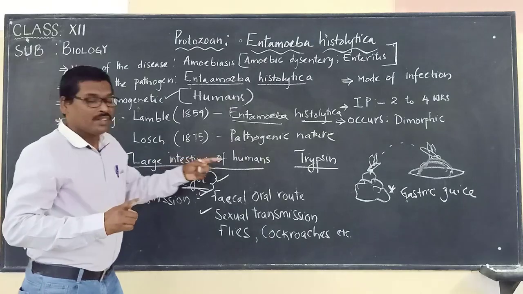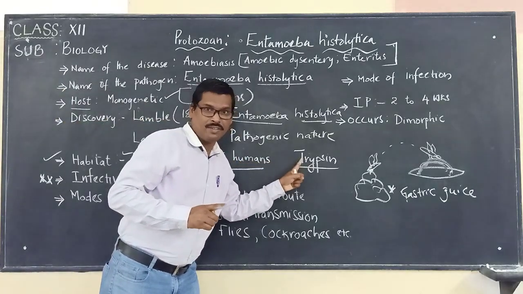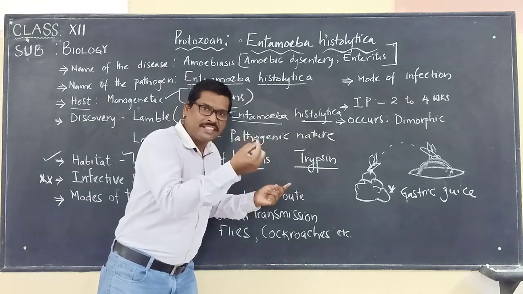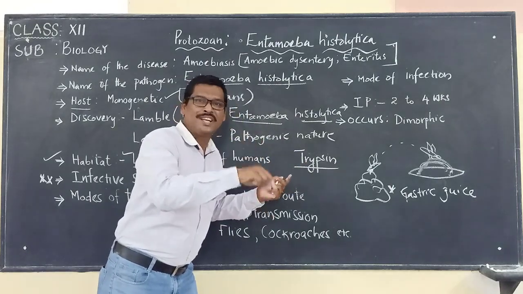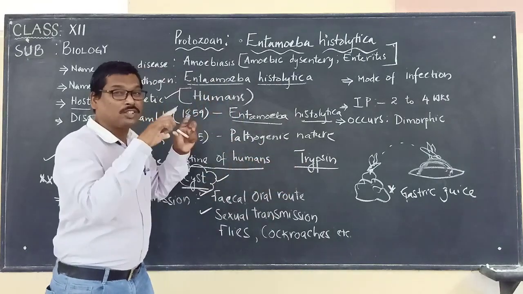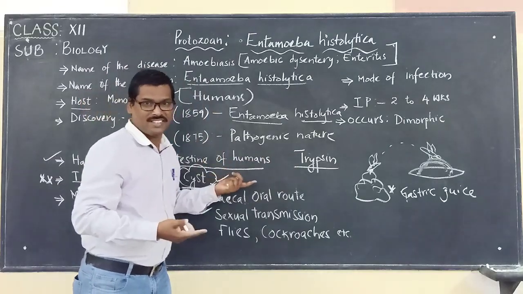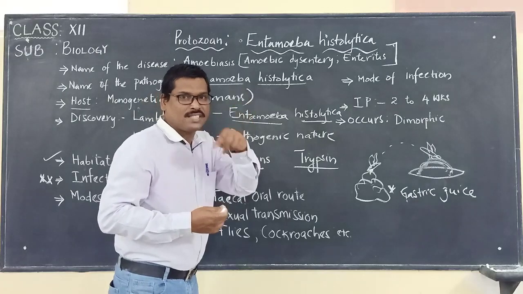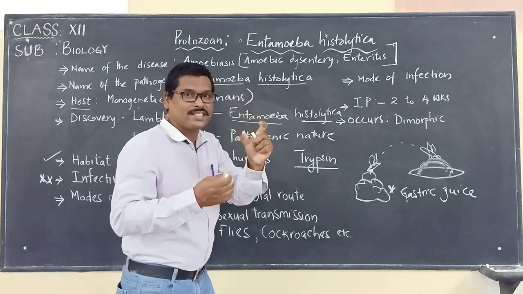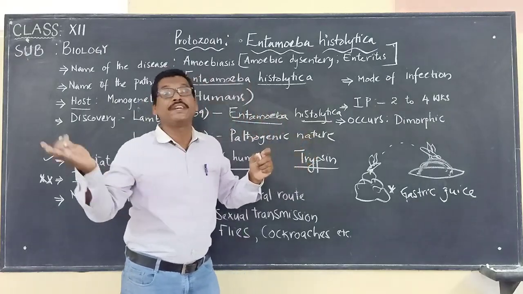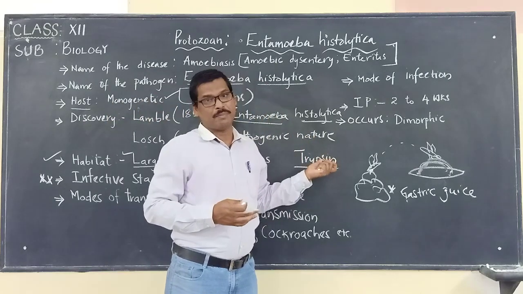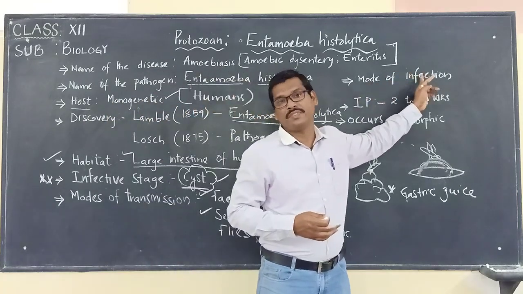So once, in the presence of trypsin, the cyst wall is ruptured, Entamoeba histolytica enters into the large intestine. There it resides and multiplies, again forming into what? The cyst form, and that cyst form will be defecated again through the fecal matter. It will be present in the fecal matter. That is the mode of infection.